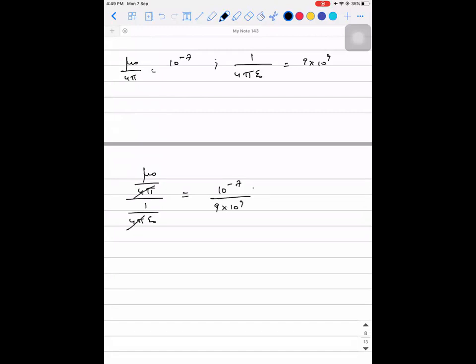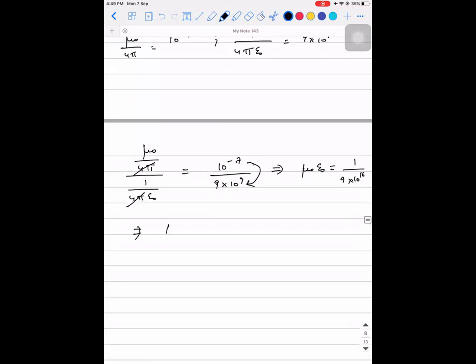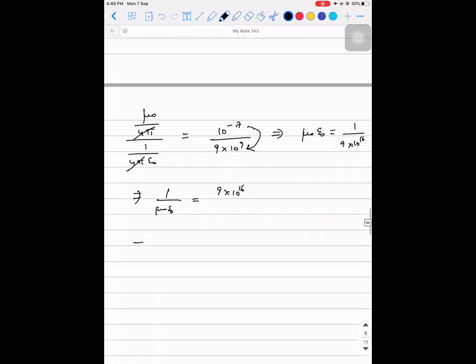So 4 pi and 4 pi are gone, which implies mu naught into epsilon naught is equal to what? 1 divided by 9 into 10 power 16. Can I write it like this? Because 10 power minus 7 comes down, it will become 10 power 16. So what is 1 divided by mu naught into epsilon naught? It is 9 into 10 power 16. If I take the square root on both sides, 1 divided by square root of mu naught into epsilon naught will be 3 into 10 power 8.